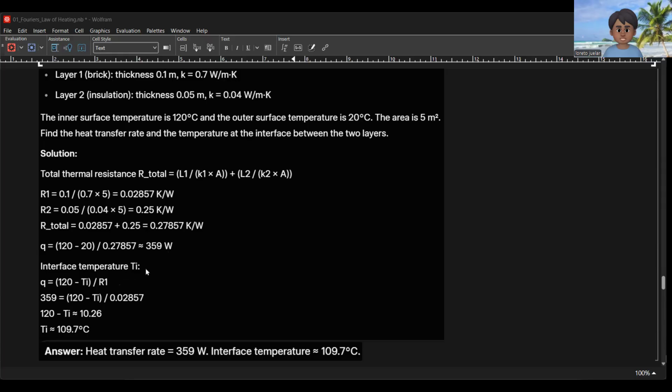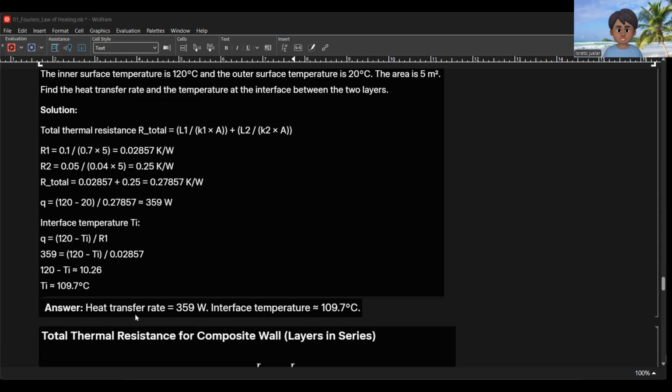So the interface temperature: q is 120 minus T sub I over R sub 1. And 359 is equal to 120 minus T sub I over 0.02857. So we are going to find the interface temperature here. T sub I here is equal to 109.7 Celsius. The answer here is the heat transfer rate is 359 watts. The interface temperature is 109.7 degrees Celsius.